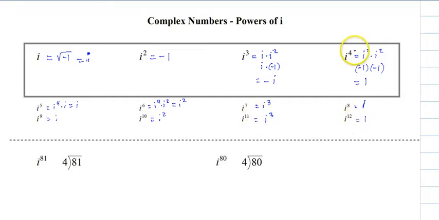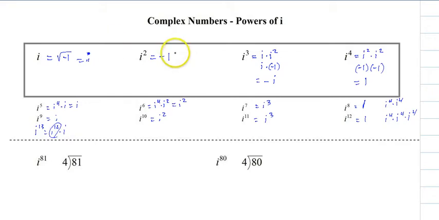Every time you have a multiple of 4 for the exponent, it'd be 4, 8, 12. Those are all going to be 1, because i to the eighth would just be i to the fourth times i to the fourth. And i to the twelfth would be i to the fourth times i to the fourth times i to the fourth. And they're all 1s. So 1 times 1 is 1. 1 times 1 times 1 is 1. And so each time you go to the next row, it's just going to be i to the thirteenth, which would be i to the twelfth times i, and that is 1 times i, which gives you i. So it's just that same pattern repeating.